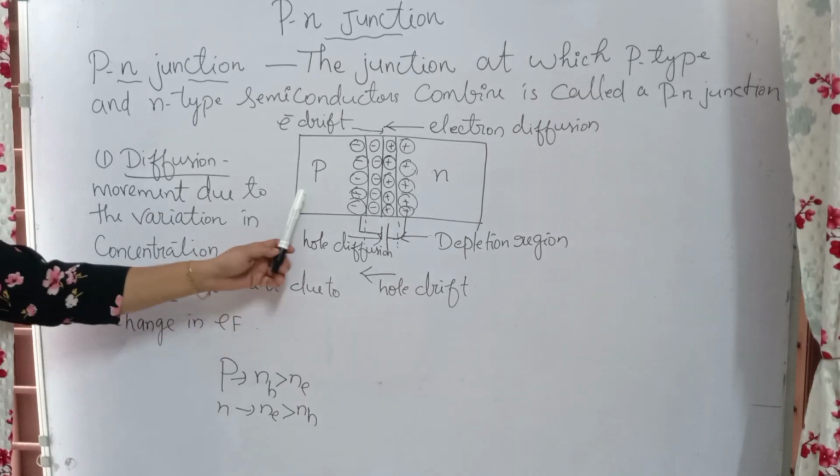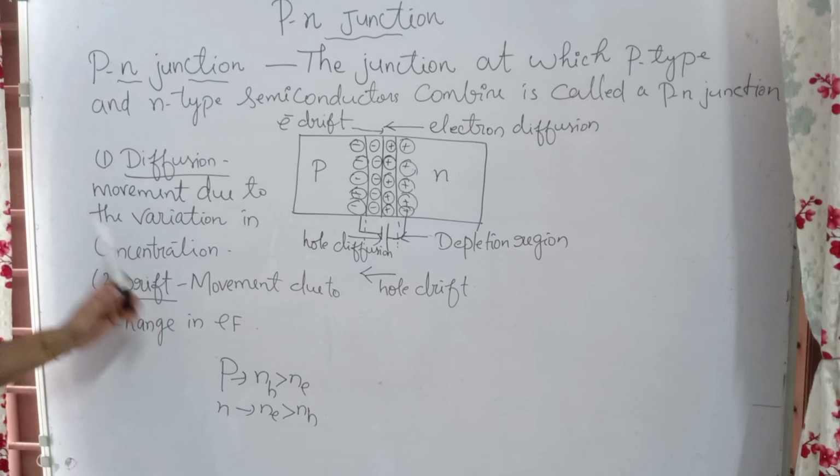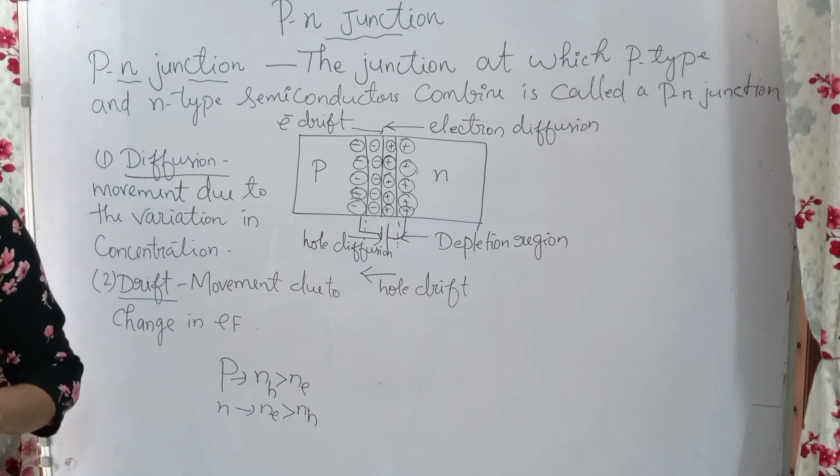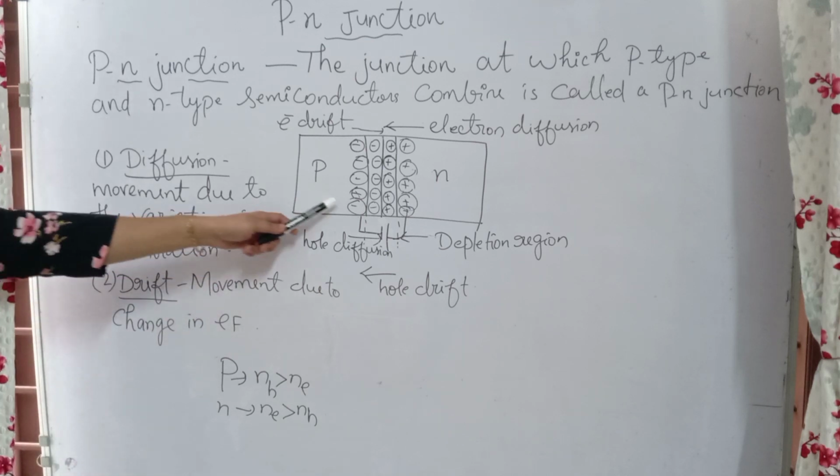And here we can see that after some time, what will happen? Both the currents, diffusion and drift, will be equal, and in such a case there will be no flow of current. Then we can say that a PN junction is formed. So this is very important. And one more thing is that a potential barrier will be developed here, right?